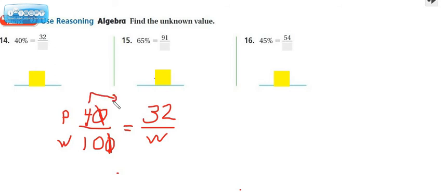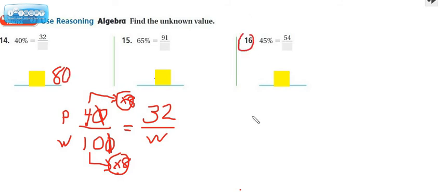So 4 times 8 would be 32. We would just have to do 10 times 8 to get the answer. And of course, 10 times 8 would give us 80. All right, let's look at number 16.